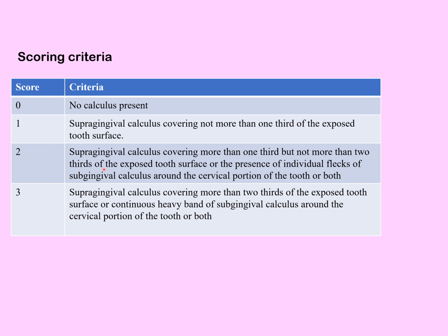Score 2 is supragingival calculus covering more than one third but not more than two thirds of the exposed tooth surface or the presence of individual flecks of subgingival calculus around the cervical portion of the tooth or both. Score 3 is supragingival calculus covering more than two thirds of the exposed tooth surface or continuous heavy band of subgingival calculus around the cervical portion of the tooth or both.